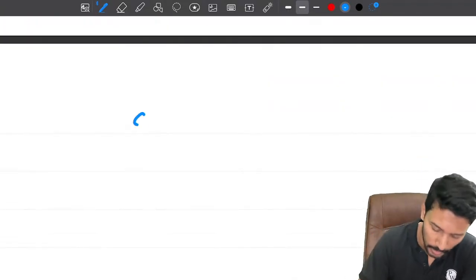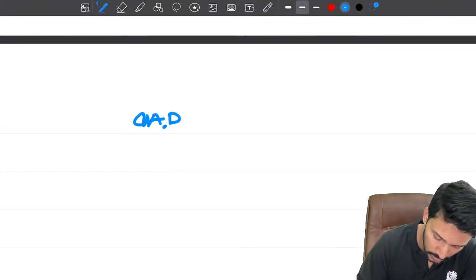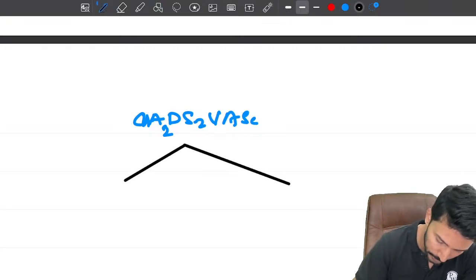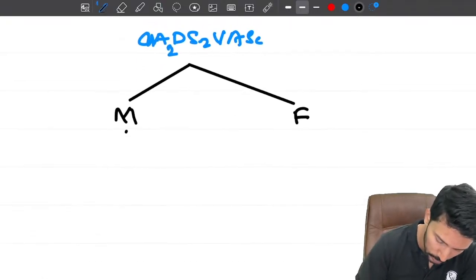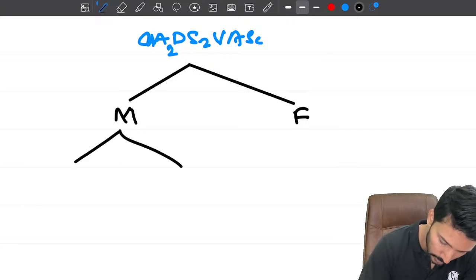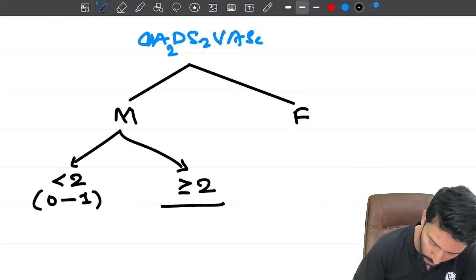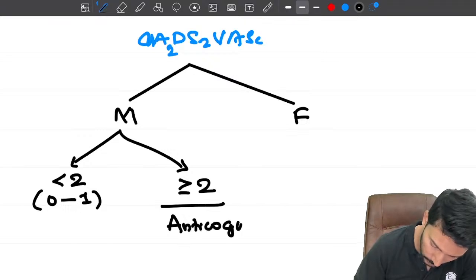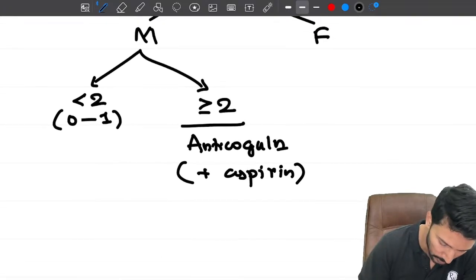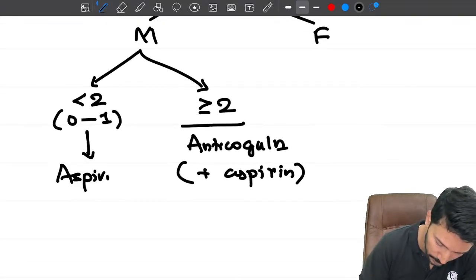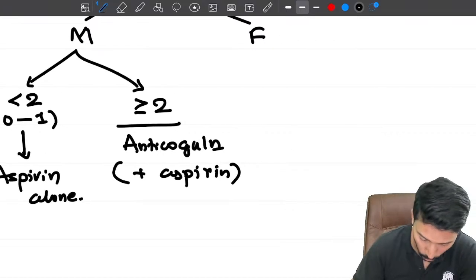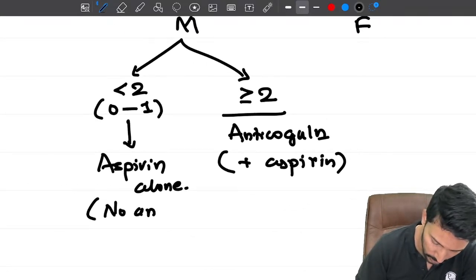So I will give you the interpretation of CHA2DS2-VASc score. For male, for female. Okay, for male and for female. So for male, if it is more than or equal to 2 and less than 2, less than 2 means 0 to 1, right? More than or equal to 2, anticoagulation along with aspirin. Aspirin is like the basic treatment. If it is less than 2, aspirin alone. No need for anticoagulation, only antiplatelets.